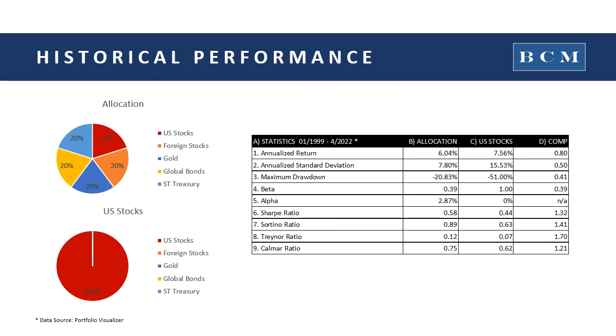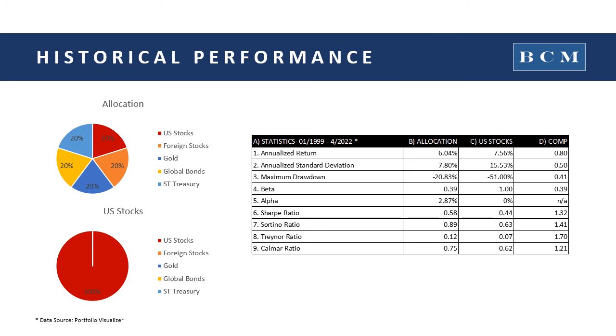Check out row number 3, maximum drawdown. This shows us the worst decline from top to bottom during the period. We can see that stocks at one point fell by over 51%, but the allocation portfolio only fell by less than 21%. That's less than half the downside of stocks.